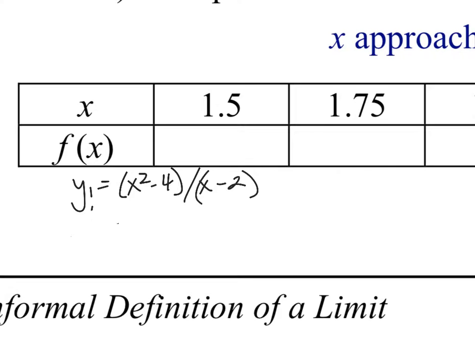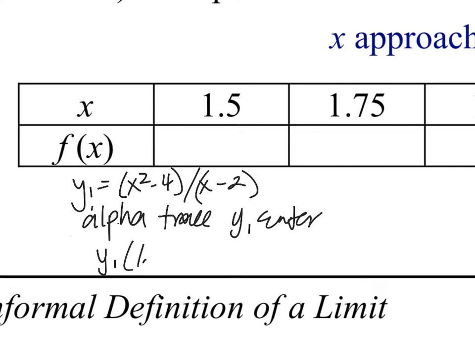So we're going to press alpha, trace, y sub 1, press enter, and then y1, and plug in your number, and that will get me my value. And we're going to do that until we get as close as we can to 2. Okay, so you should type that in your calculator. Yes, I'm doing this on my calculator with you. Y1 and type in 1.5 and we get 3.5.